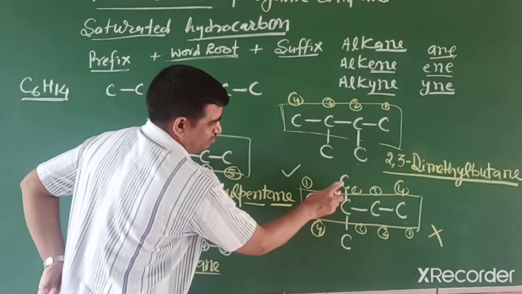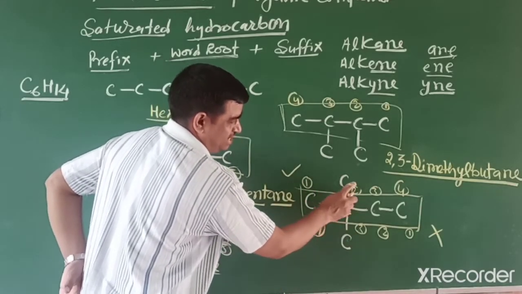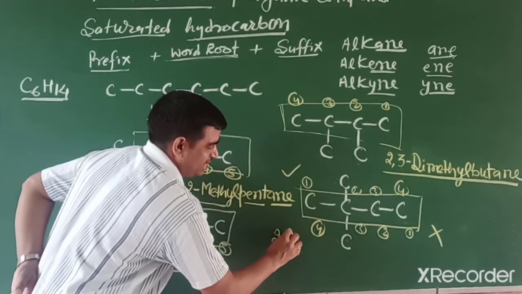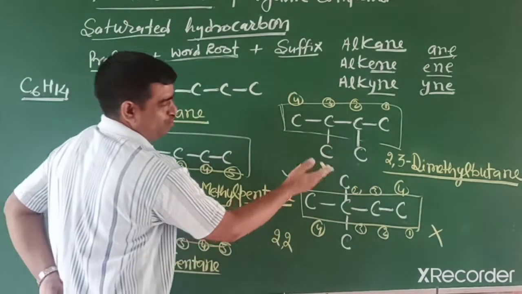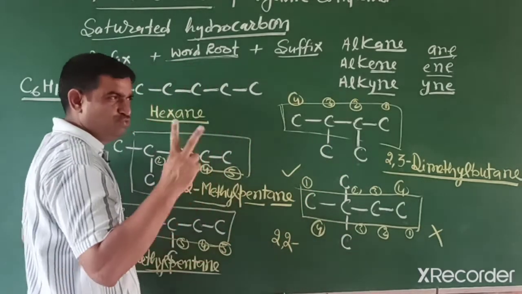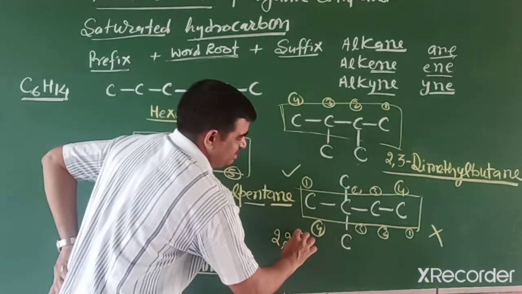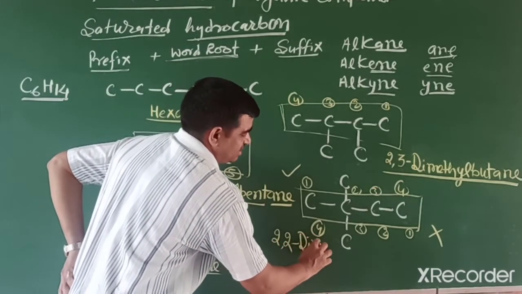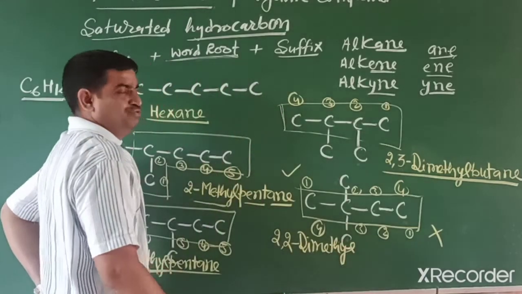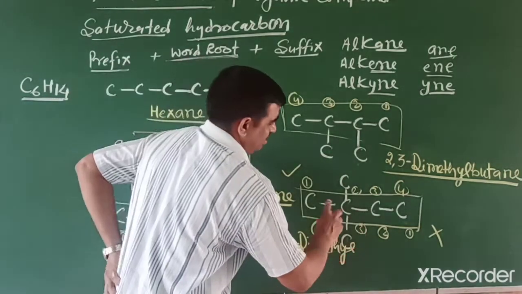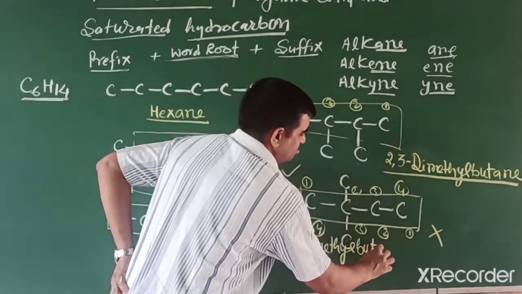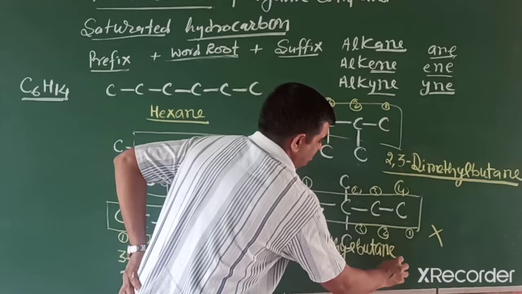Both the substituents are attached at the second position. So we write both their positions 2, and again we write 2. Why? Both are attached at the same carbon, 2, 2. And how many are attached? 2 attached. For 2 we write di, and then METH, YL as suffix. 2, 2, dimethyl. Then how many carbons? 4. So you write but, single bond you write ane.